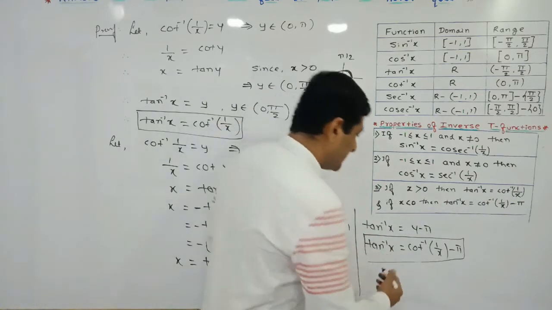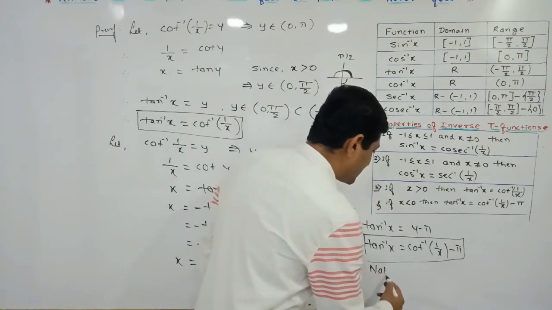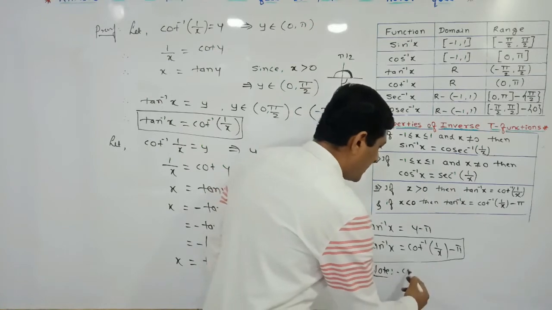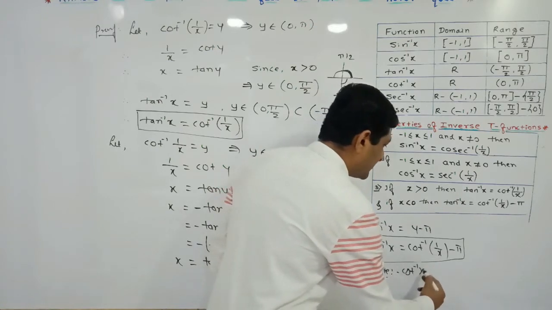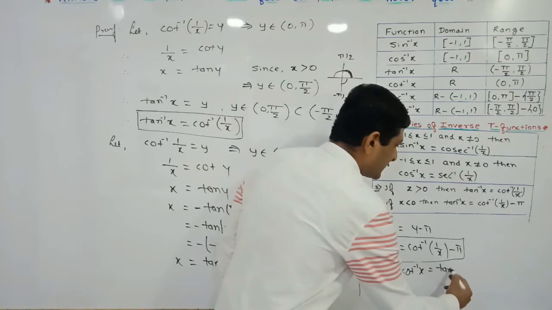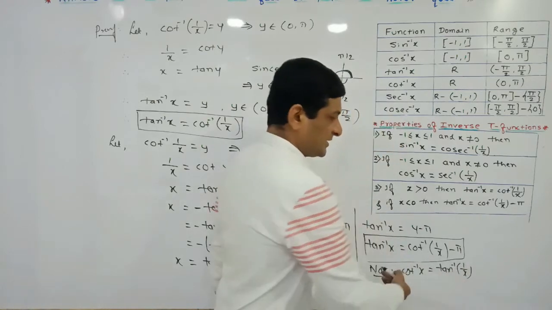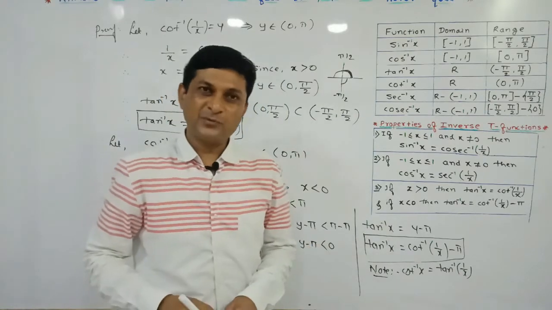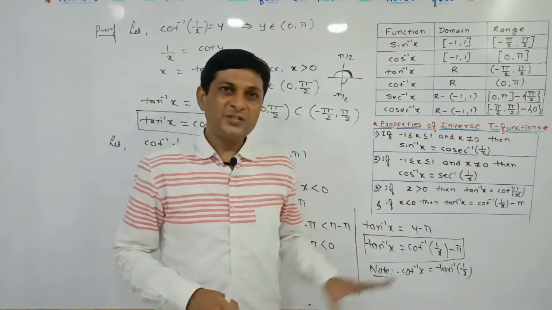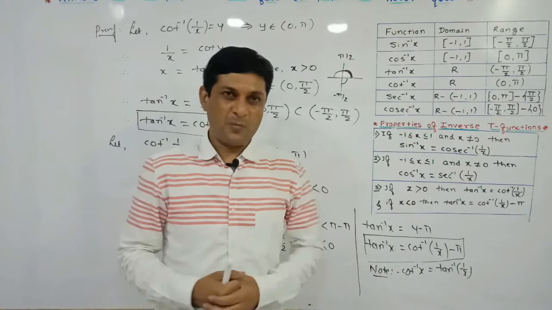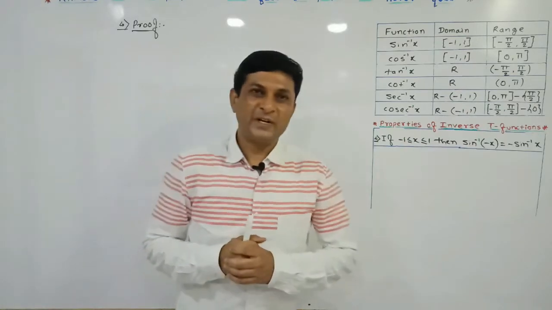Similar type of result we will get. Better to write it down as a note, so that cot inverse of x can be written as tan inverse of 1 by x. So this result also we apply sometimes while solving examples. In this way we have proved 3 important properties. Now observe the property number 4.